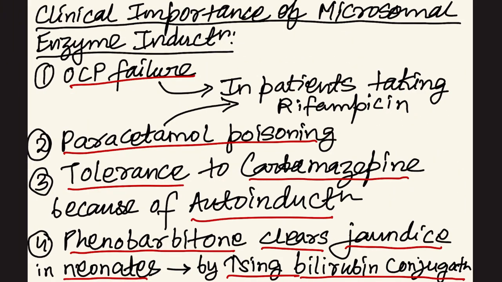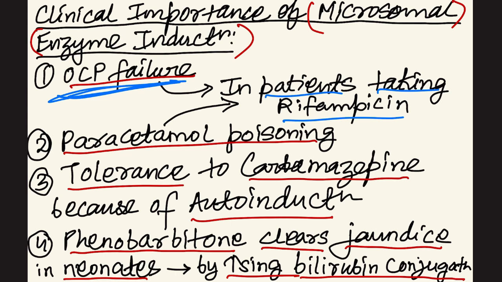Now coming to the clinical importance of microsomal enzyme induction. One I have already mentioned. As you can see, OCP failure occurs in case the patient is taking rifampicin, because rifampicin is an enzyme inducer. Then rifampicin being an enzyme inducer, it is going to metabolize paracetamol and it will form more of the toxic metabolite of paracetamol, and this will lead to paracetamol poisoning.